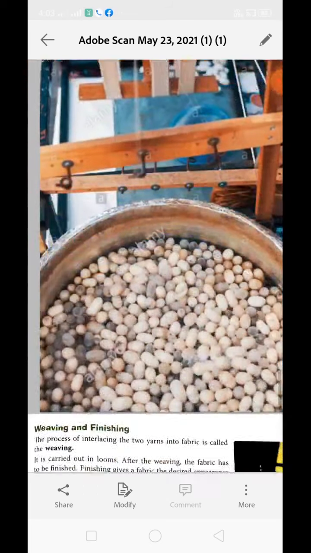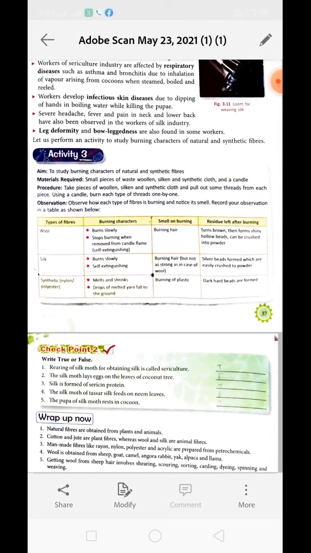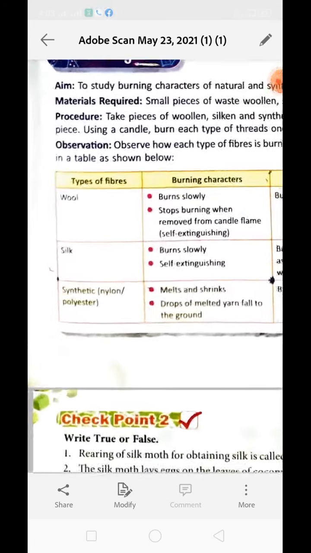Now see over here, we have an activity to perform. Activity number 3, to study the burning character of natural and synthetic fiber. For this, we need pieces of woolen, silken, and synthetic cloth, and we will take some threads from each of these pieces. Now use a candle and burn each type of thread one by one. See what will happen. Over here we have a table.